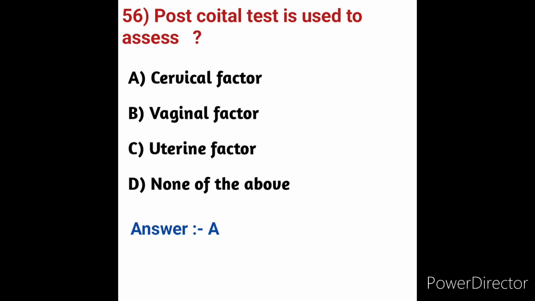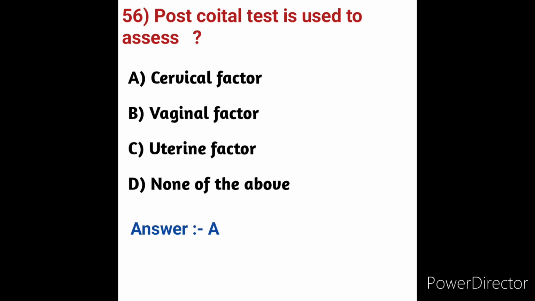The post-coital test can be performed 1 to 2 days before the ovulation. Here the post-coital test is used in cervical factor. Option A is the correct answer.